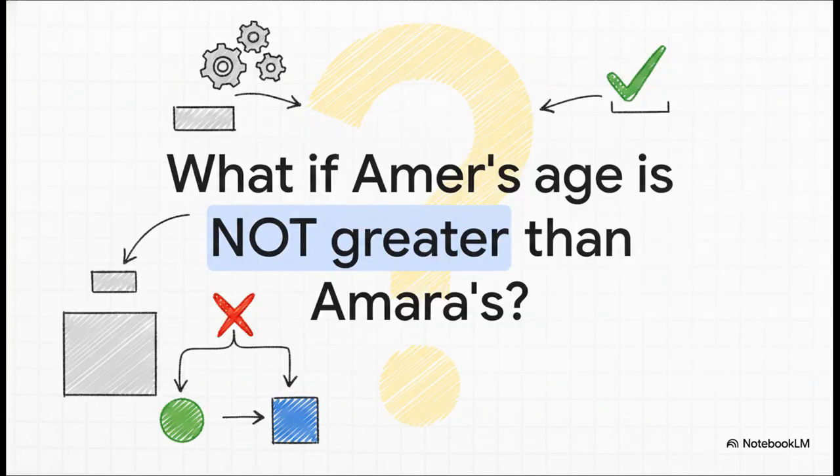But here's a pivotal question to ask yourself. What happens if that condition just isn't true? Like, what if Amara is younger? Well, with a standalone if statement, our program simply does nothing. It skips the block entirely. So clearly, we need a more robust structure to handle those alternative scenarios.